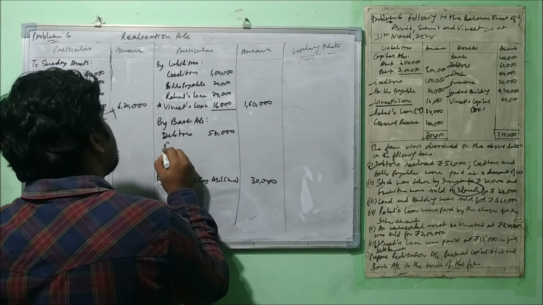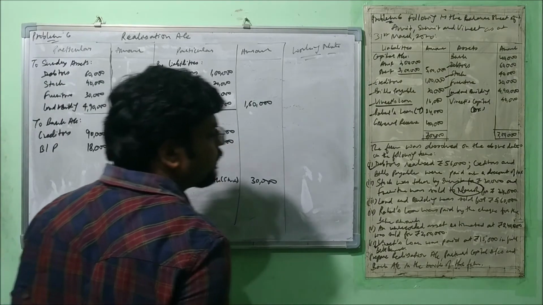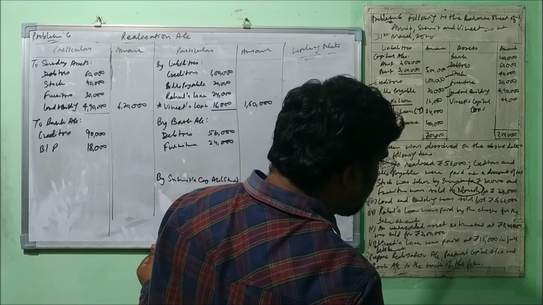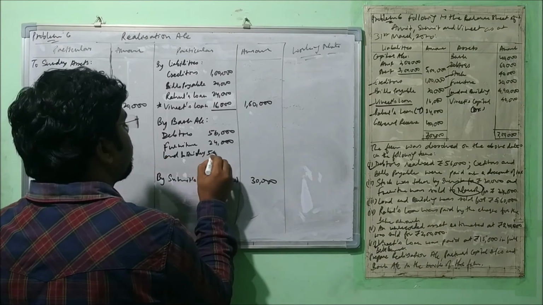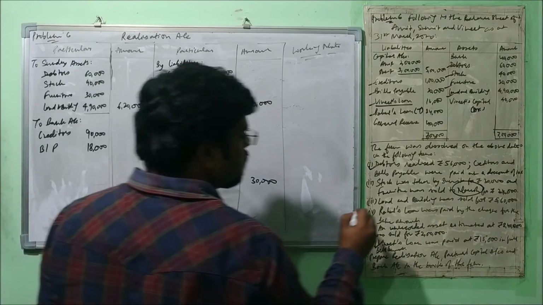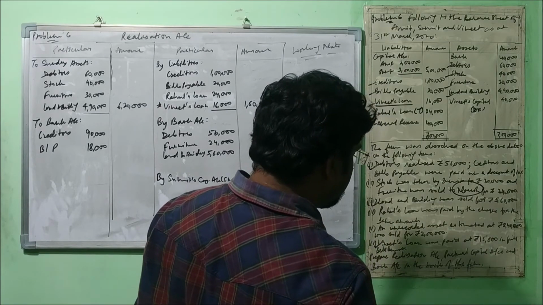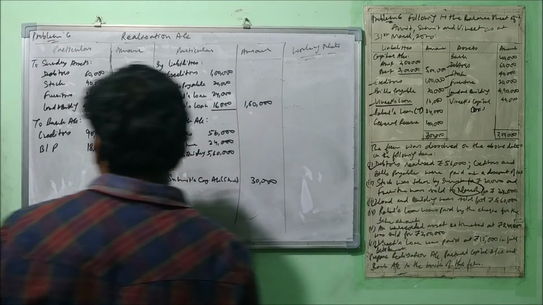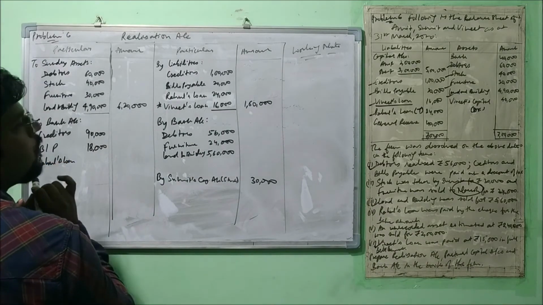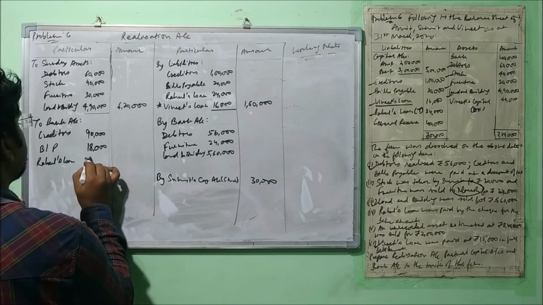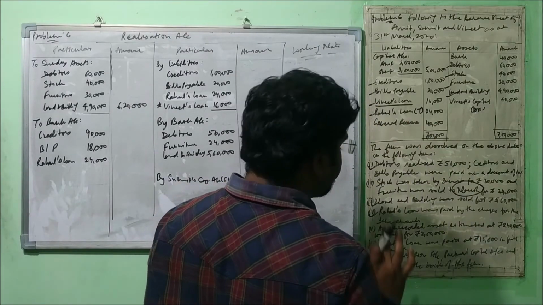We'll mention it here by bank account, 24,000. Land and building was sold for 5,60,000. This is also done. Rahul's loan was paid by cheque for the same amount. Rahul's loan, same amount, because this is the third party liability.